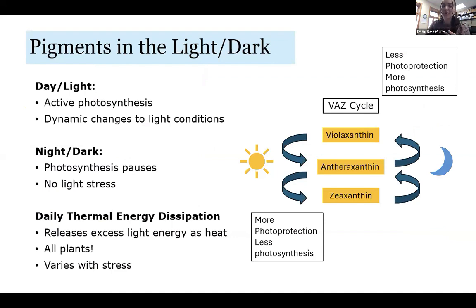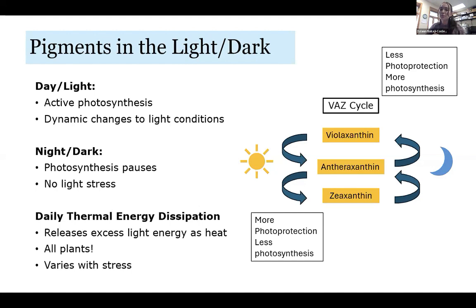So real quick background about this cycle: when you think of photosynthesis, it of course happens in the light in the daytime, and pigments are responding to dynamic changes in light conditions, right? At nighttime or in the dark, photosynthesis is ceasing, there's no light stress occurring, but what is often happening is this daily thermal energy dissipation cycle. This dissipation cycle releases extra light energy that the plant has taken in as thermal heat. This occurs in all plants, but the rate at which this occurs is reactive to different stress levels.